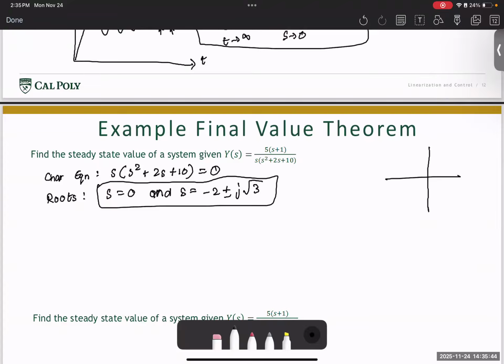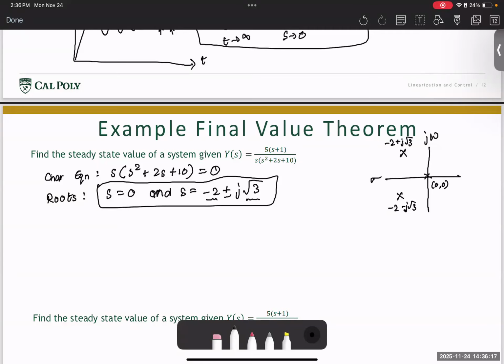Let's verify that. If this is the sigma and j omega axis, we see sigma is -2, and here we see omega d is root 3. Then the poles of the system are at -2 minus j root 3, -2 plus j root 3, and we have one pole at the origin, 0 comma 0. Then this system qualifies to apply the final value theorem.